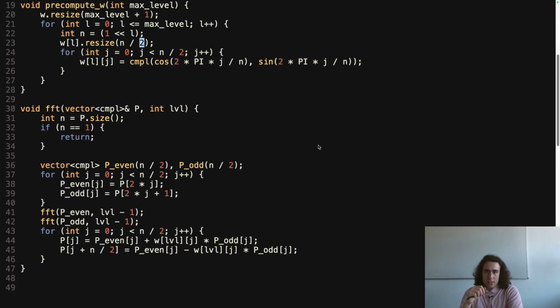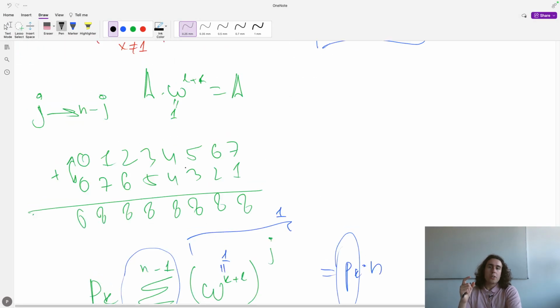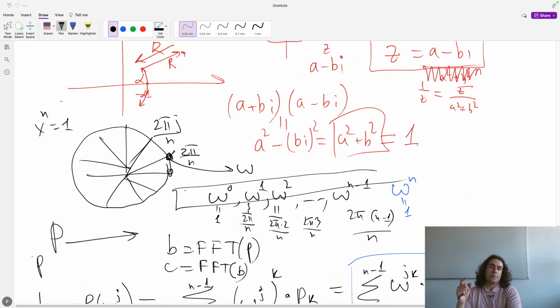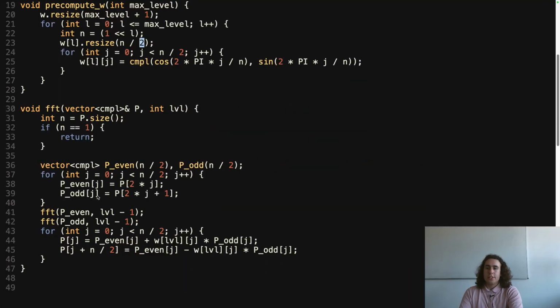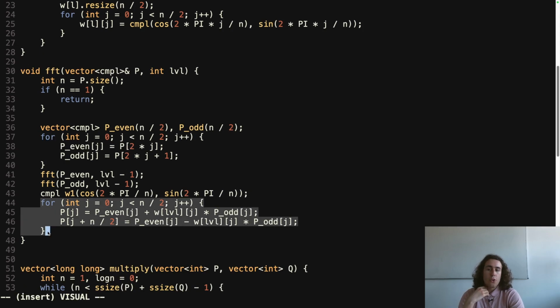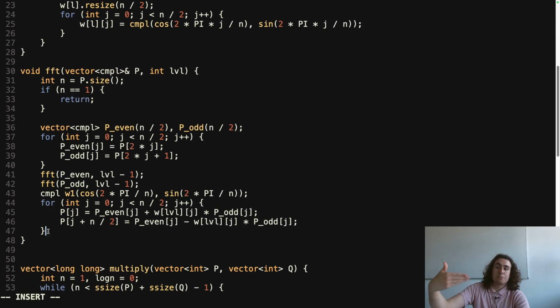There is another way sometimes people do this. As I talked about before, all our roots of unity are just powers of the smallest one, which is the angle 2 pi over n. So here, people just compute the first one, w1, which is cosine of 2 pi over n, sine of 2 pi over n. And then in this for loop, we just evaluate its powers. So we store some current w, and then we multiply it by w1 every time. Please never do that. That's horrible.